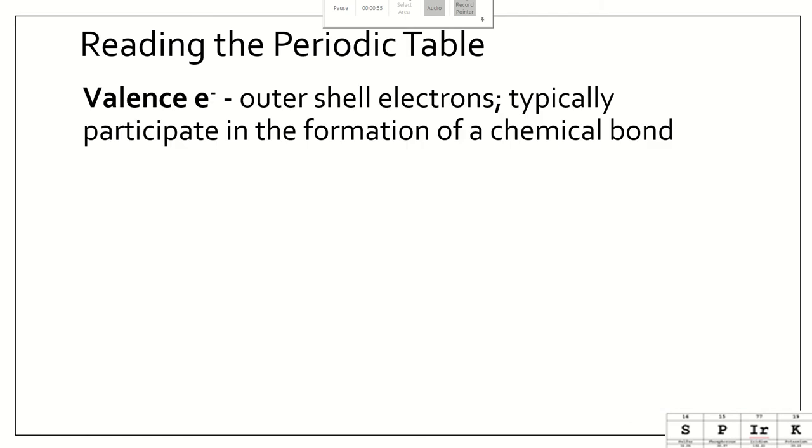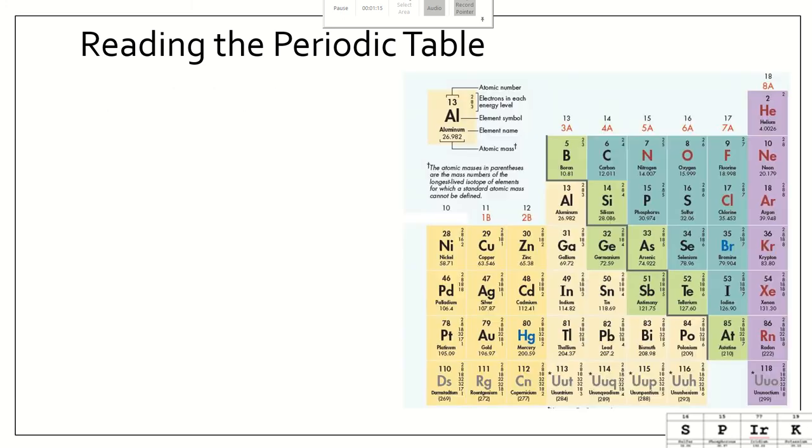The valence electrons are the ones that are in the outer shell of electrons. These valence electrons are the ones that are involved in bonding. So in ionic bonding, there's a complete transfer. There's a loss or a gain of valence electrons. Whereas when we look at covalent bonding, we see those valence electrons being shared. So the valence electrons are some of the most important.